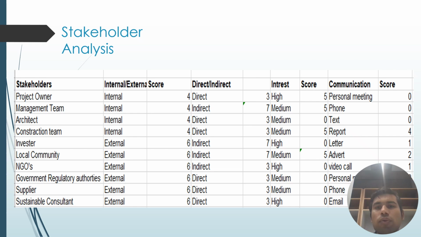The personal meetings, phone calls, written reports, and digital tools are used according to each group's needs. The structure helps maintain balanced engagement throughout the project lifecycle, and this slide shows all the things which I am going through: the stakeholders, internal, external, direct and indirect, and the highest interest and score rated from 5 to 0, and the communication and the score. Now I am moving forward to my next slide.